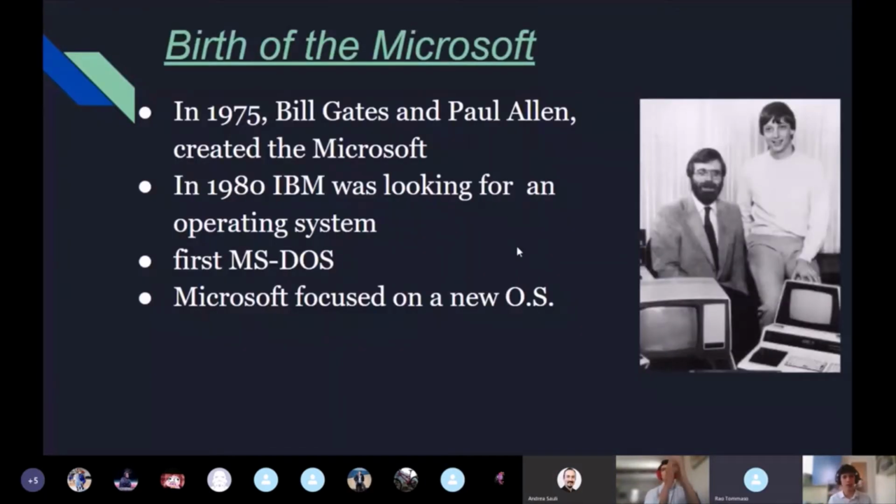In 1975, Bill Gates and Paul Allen created Microsoft. IBM in 1980 was looking for an operating system for its new computer, the IBM PC. Microsoft created MS-DOS for them. It was the first Microsoft operating system.